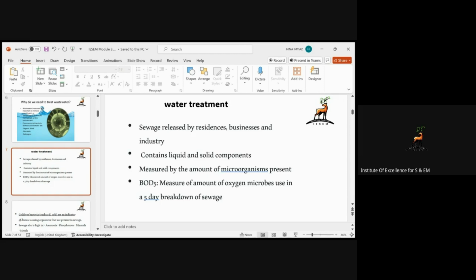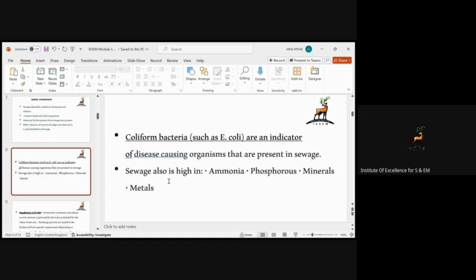Whenever you are going to treat any wastewater, you must know its biological oxygen demand, and you must measure the typical amount of microorganisms present in it, so that it will be clear to you that this wastewater needs to be treated. For instance, BOD5 is basically the measure of the amount of oxygen microbes use in a 5-day breakdown. So you have to note the biological oxygen demand. You can just put the electrode into the wastewater and it will give you the biological oxygen demand.